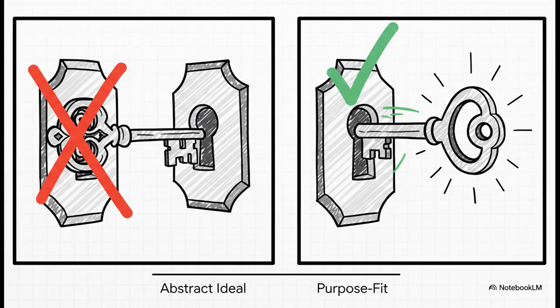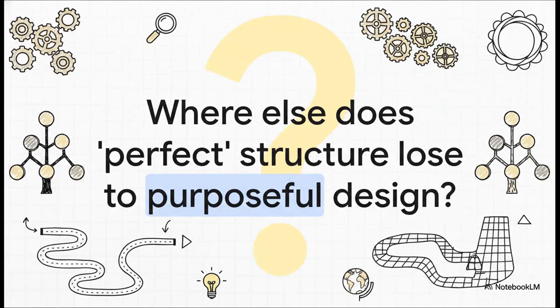If you remember one thing from all of this, let it be this. Optimal isn't about some abstract ideal of perfect balance. It's about purposeful design that is perfectly tailored to the job it actually needs to do. And that leaves us with one final question to chew on. This principle applies way beyond computer science, right? So where else in our lives, in our work, in the world around us, does the perfect structure lose out to a purposefully designed one? Something to think about.